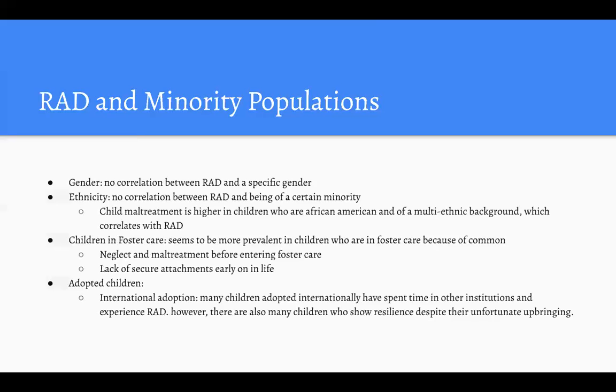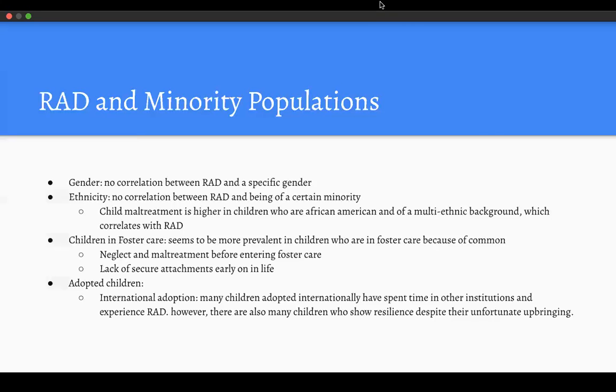So lastly, we'll look at adopted children. This was specifically looking at international adoption. Many children adopted internationally have spent time in other institutions and experience reactive attachment disorder. However, there are also many children who show resilience despite their unfortunate upbringing. Within adoption, they've probably been given to many different homes and different institutions before they were adopted. But the redeeming factor here is that not all adopted children, of course, are going to have this disorder, and that children are very resilient.